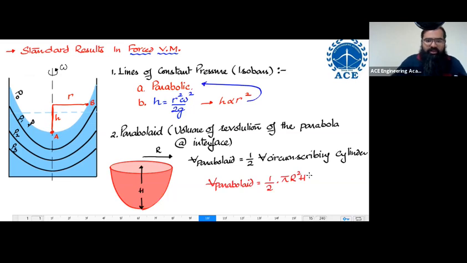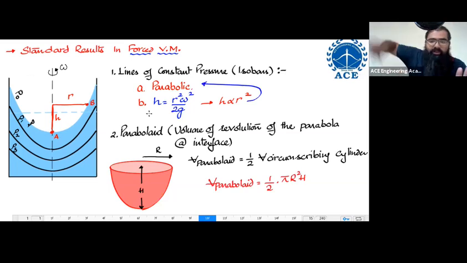So in this particular slide, I'm not doing derivations, but I'm helping you with everything required over here. Two things are required. One is the line of constant pressure. Everyone must have created a whirlpool in a bucket in the bathroom. When you create a whirlpool in a bucket of water, that is basically forced vortex motion, approximately. In that forced vortex motion, you have lines of constant pressure which are parabolic in nature.